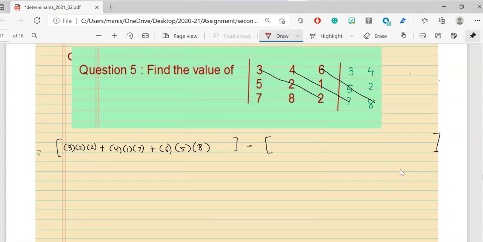I'm checking this color. I will start with the third one. Okay, so I will go like this: 6 times 2 times 7. So 6 times 2 times 7, plus sign. Then I will go with the next one.